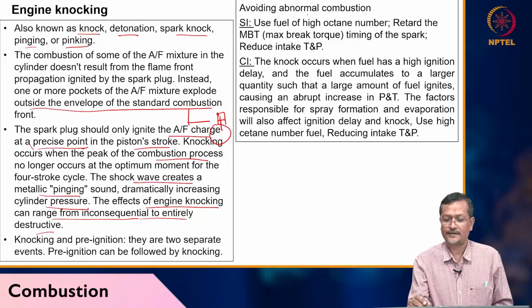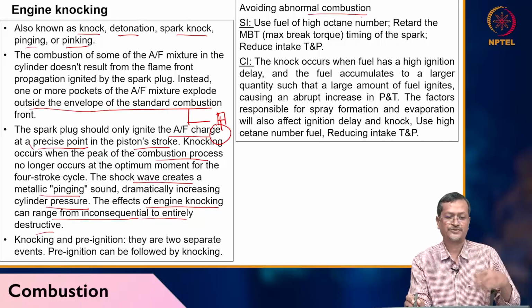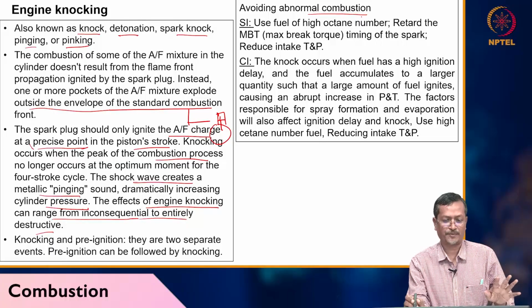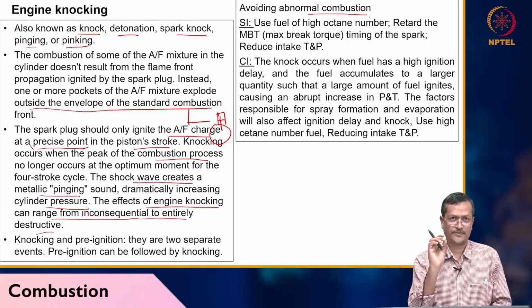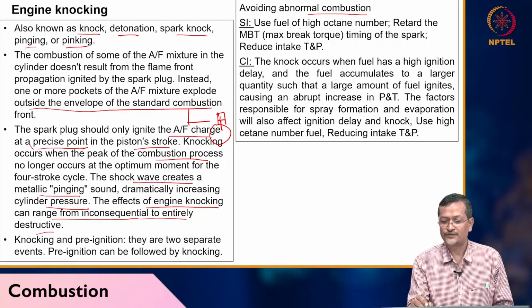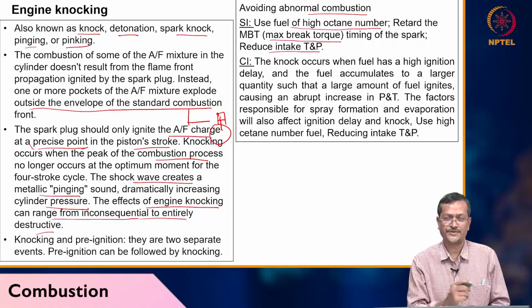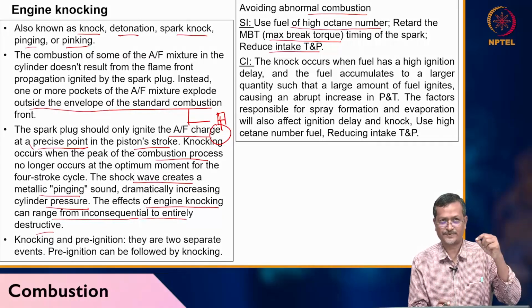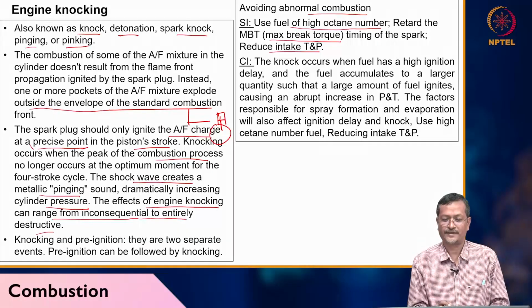So, avoiding abnormal combustion. Abnormal combustion means knocking or pre-ignition. Normal combustion means the exact time you have decided, that time only the fuel is burning. So in SI engines, use fuel of high octane number, retard the maximum brake torque timing of the spark, and reduce intake temperature and pressure. If intake temperature and pressure are very high, then before you give a spark, it will be burning quickly. So you have to use high octane number fuel.